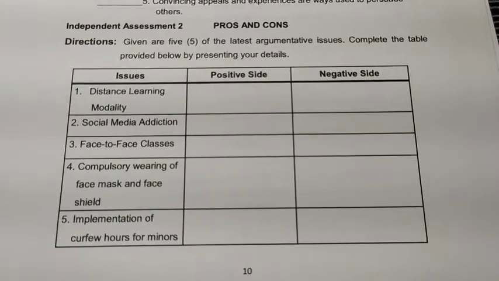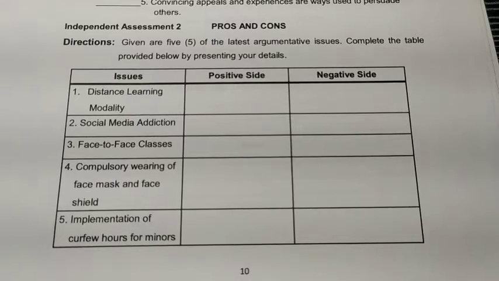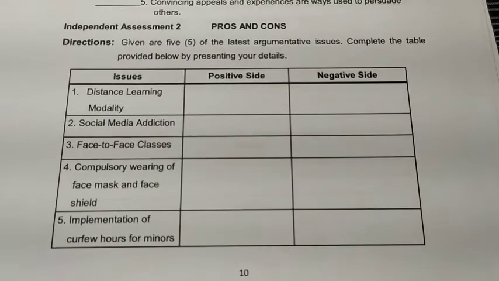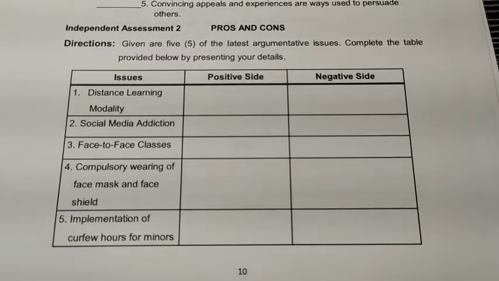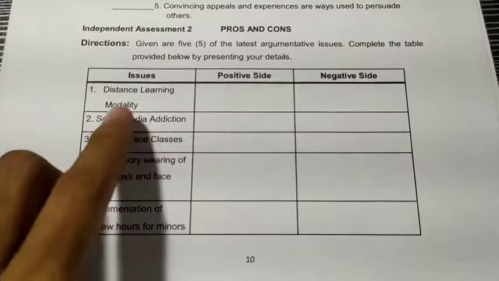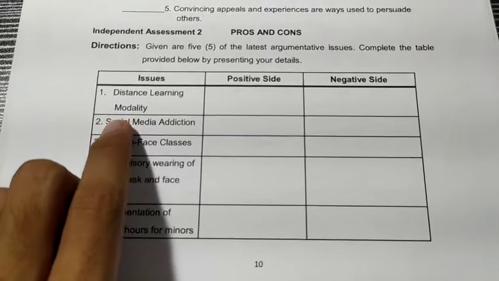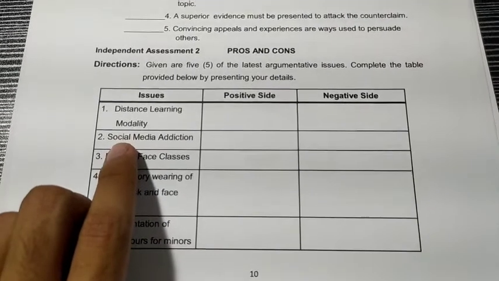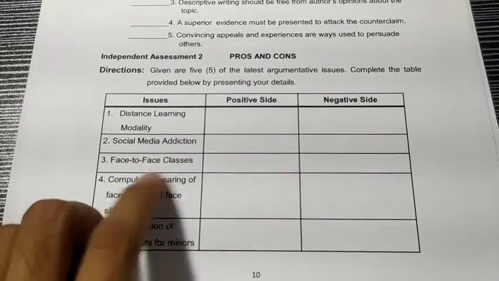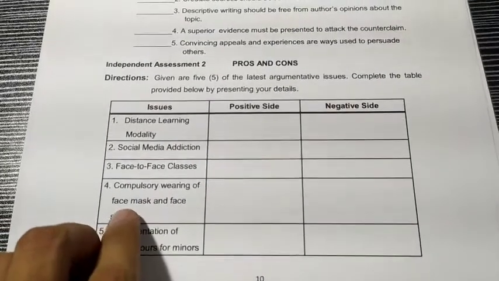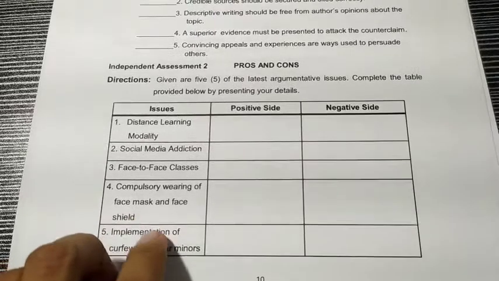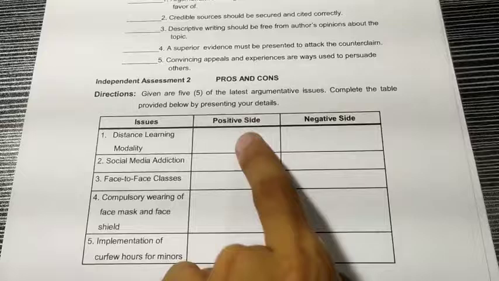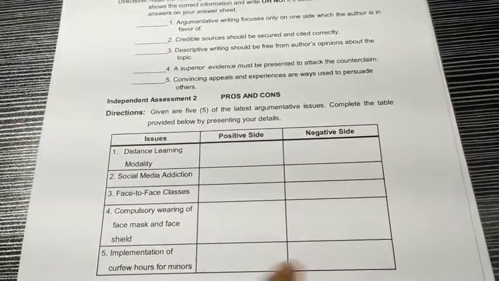Then independent assessment number 2, pros and cons. So you will have the positive side and the negative side. Because you are really experiencing these issues presented on page number 10: number 1, distance learning modality, like the things we are doing at the present time; social media addiction; face-to-face classes; compulsory wearing of face mask and face shield; implementation of curfew hours for minors. So what is the positive side of these issues, then the negative side?